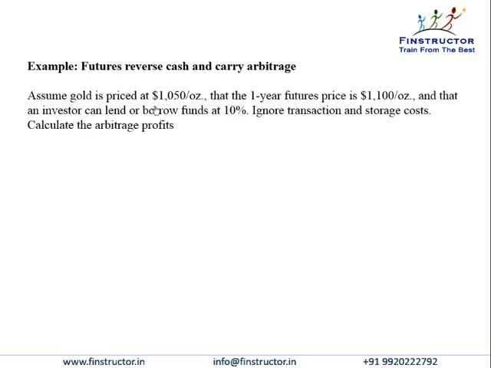Assume gold is priced at $1050 and that the 1-year futures price is $1100 per ounce, and that the investor can lend or borrow funds at 10%. Ignore transaction and storage costs. Calculate the arbitrage profits. So exactly the same question, just a different futures price now.